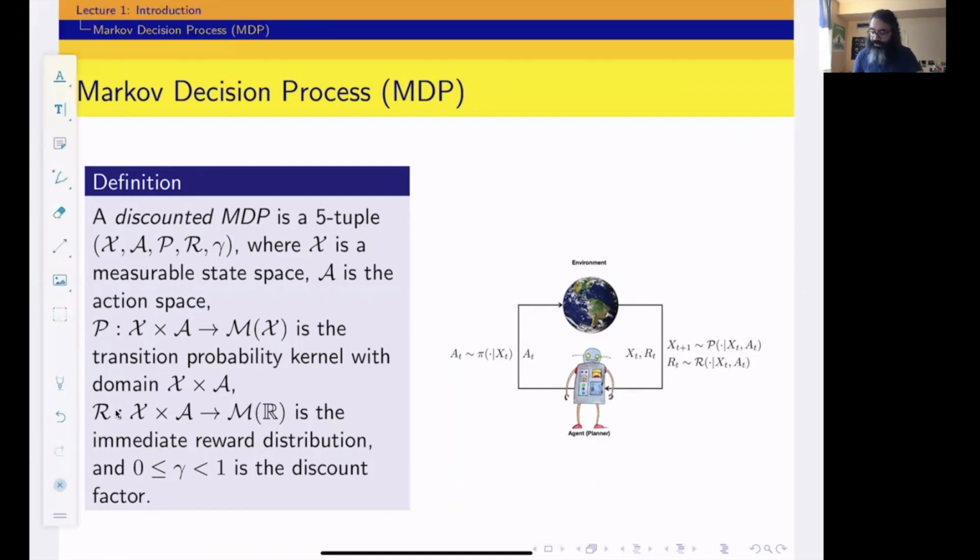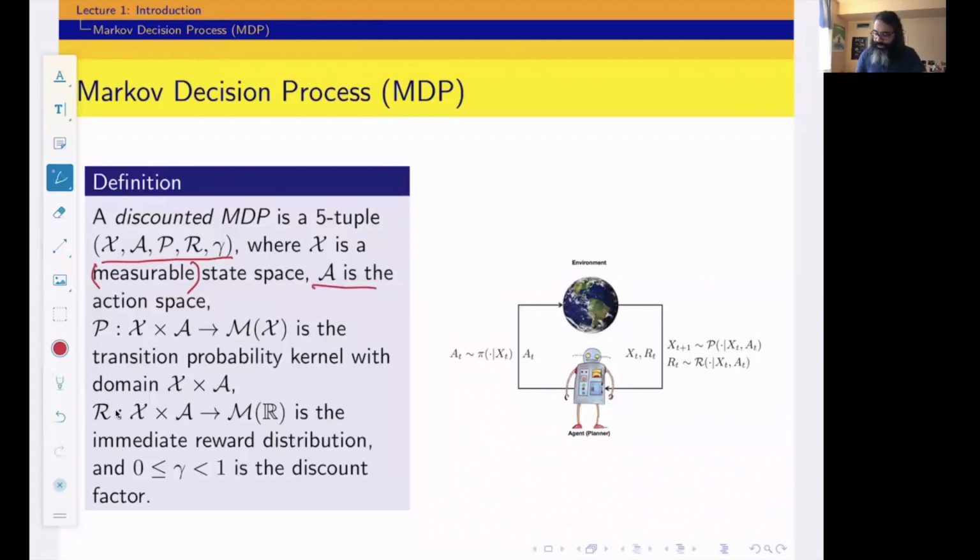Okay, so an MDP is a tuple. A discounted MDP is a tuple defined by X, A, P, R, and gamma. What is X? X is the state space. It's a measurable state space, but you can ignore the measurable part. I just wrote the technical definition, but if you don't know much about measure theory, you can ignore any term related to measure on the slides or lecture notes. I try to reduce the number of them, but these are technical requirements.